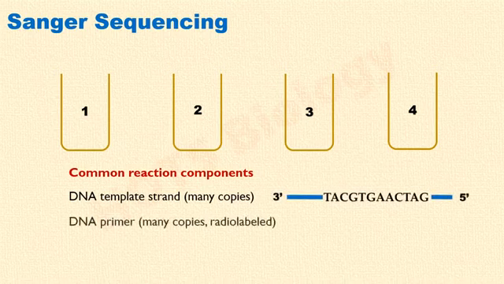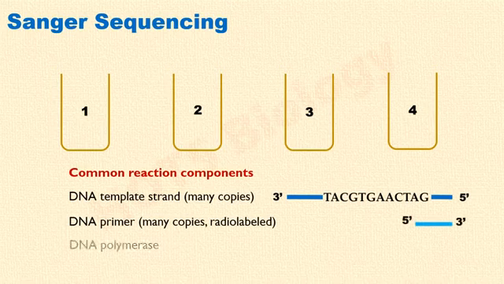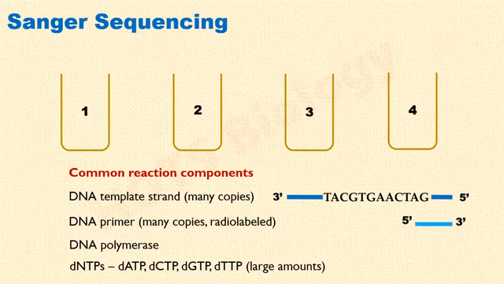Second component is the DNA primer. Again, many copies of the DNA primer are used. Sanger radiolabeled these primers for detection purposes. Third component is DNA polymerase. And the fourth component consists of all 4 standard deoxynucleotides or dNTPs. They are used in large amounts.